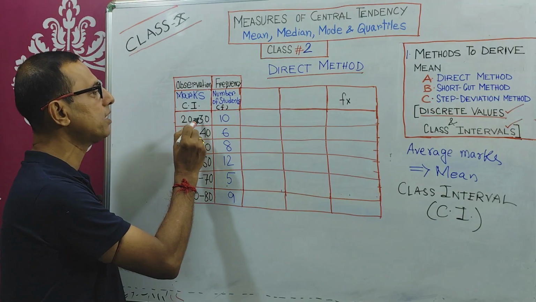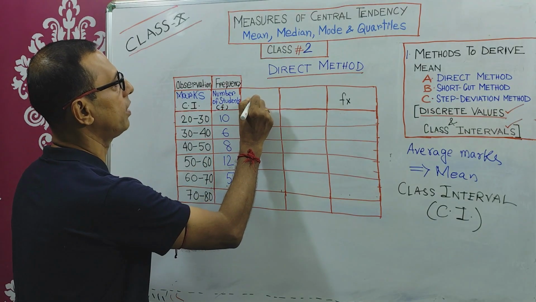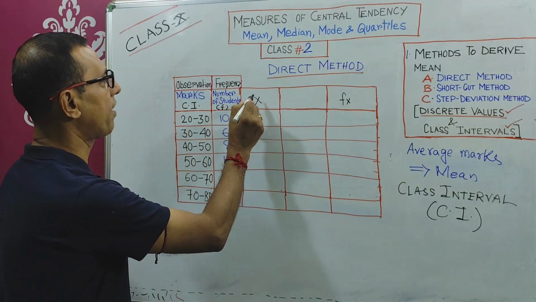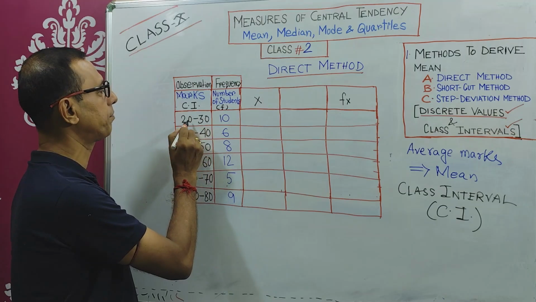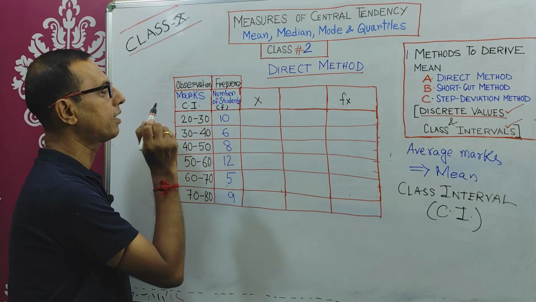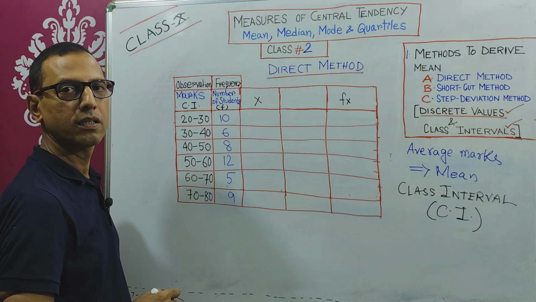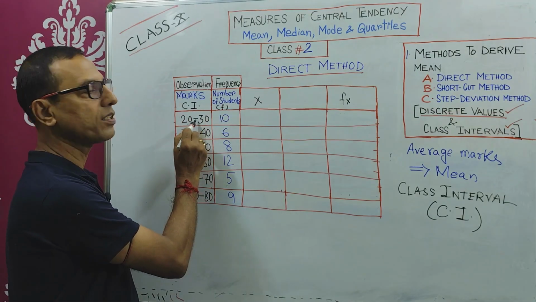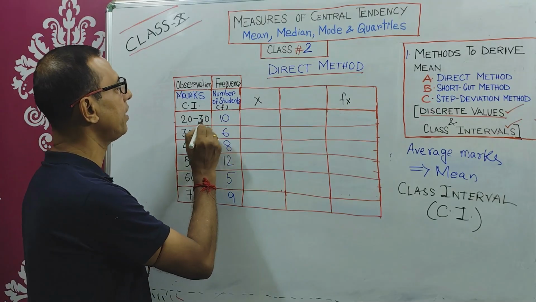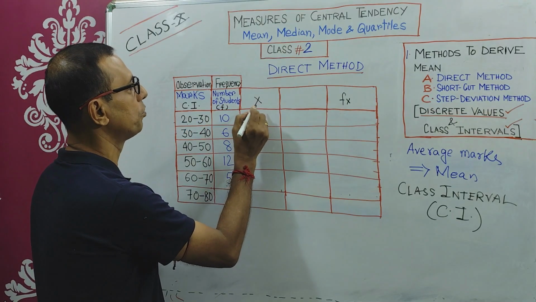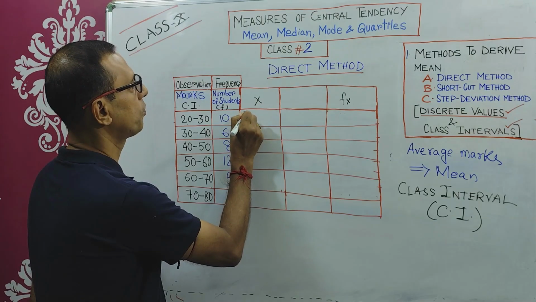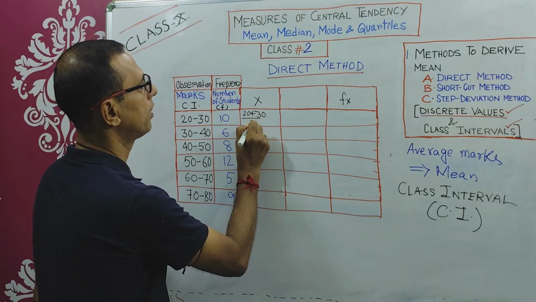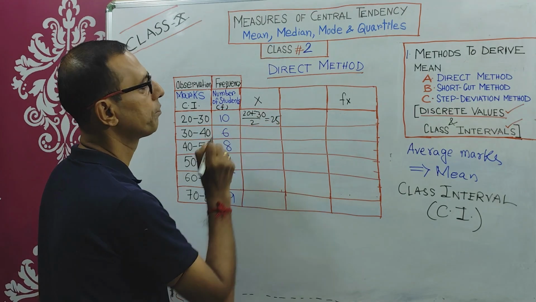So for this particular class, this is what actually x is. For each class interval, you need to find out the average marks. That means 20 plus 30, that is actually 50. 50 by 2, 25. So what is the average mark for this particular class interval? It is 20 plus 30 by 2, that is equal to 25.